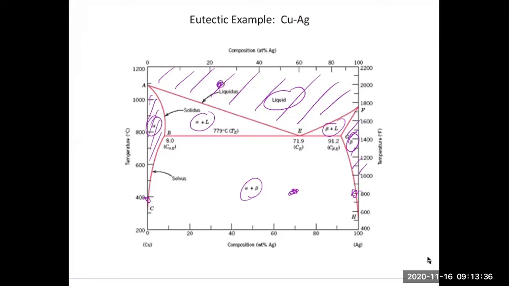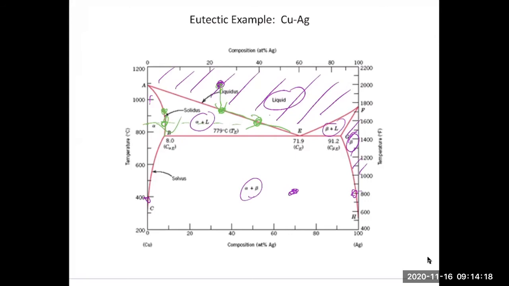So let's say you start here. Maybe I should take another color. Green, let's do green. You start here. If you cool down, you hit the two-phase region. What happens in the two-phase region? Once you enter the two-phase region, you make solid with this composition, and the liquid is this composition. If you cool down, let's say you're at this temperature, now you have liquid with that composition, solid with that composition. So basically the liquid tracks this composition as you cool, the solid tracks that composition.